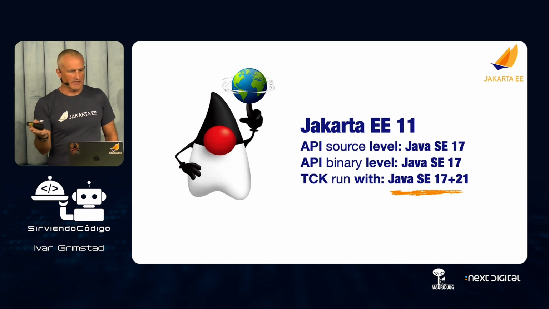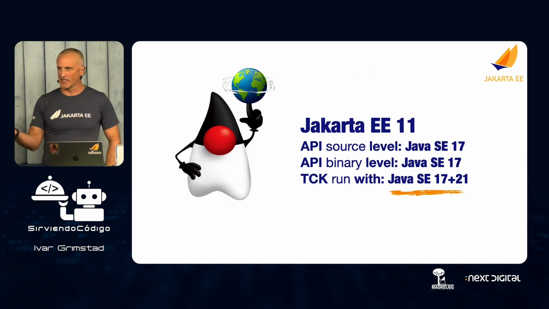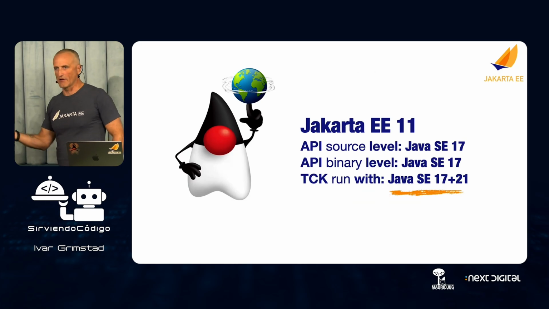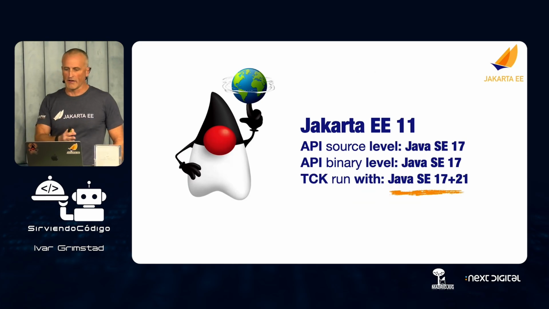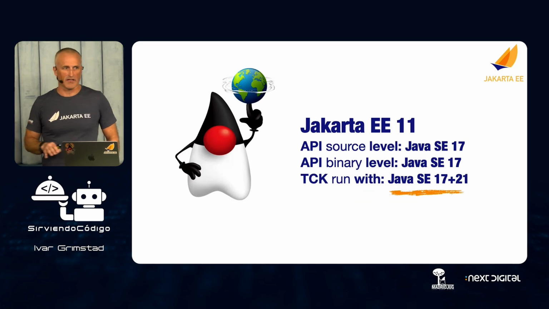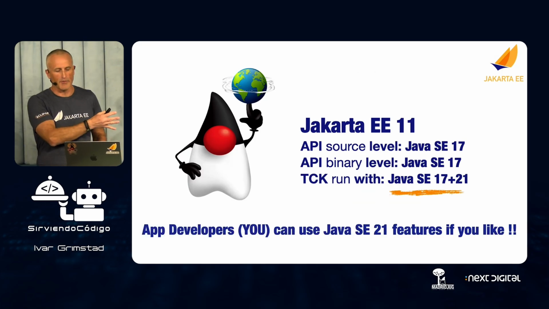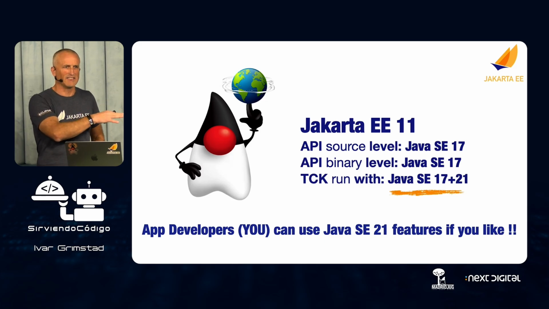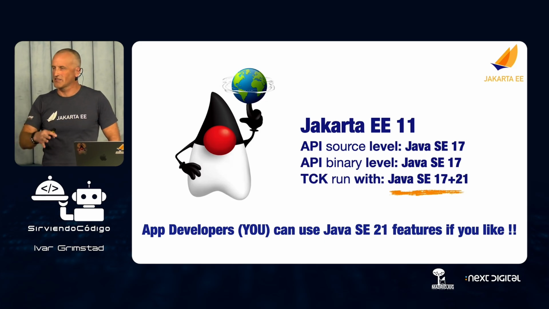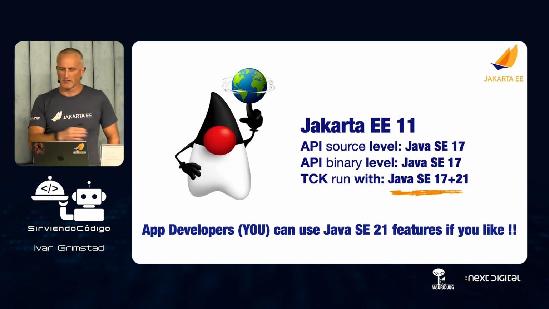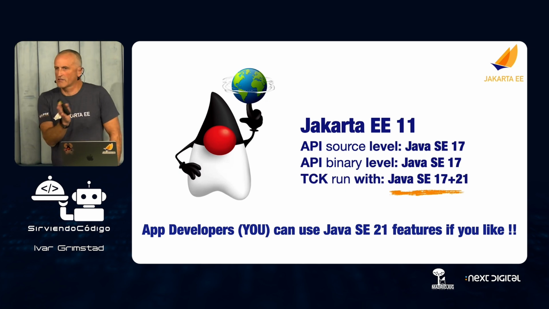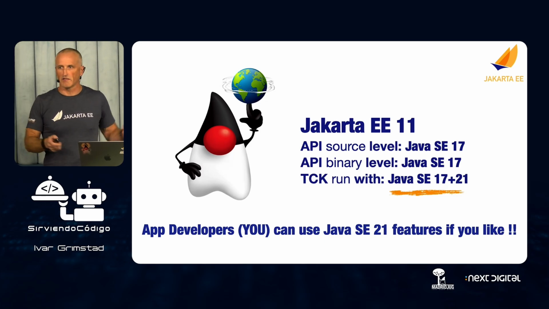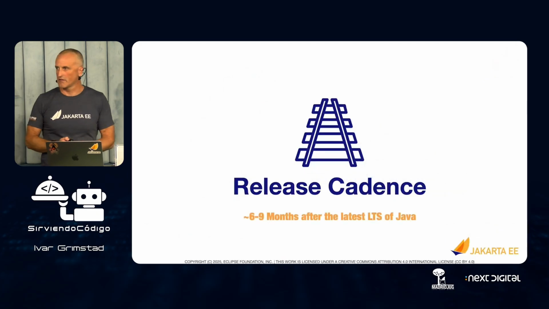So what we're doing with this one is that we set the API source levels at Java SE 17. So we compile everything with 17. But we make sure it runs on 17 and 21 and above. So if you're on 21, you can use that in your applications. It's just that the APIs don't have the latest stuff. There weren't really that many new things that needed to be exposed through the APIs between 17 and 21 anyway. So we decided to stay on 17 to have as much of the industry with us, because many people are still on 17, but you can use 21.